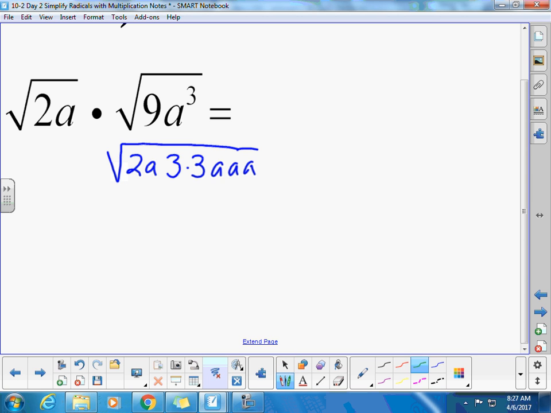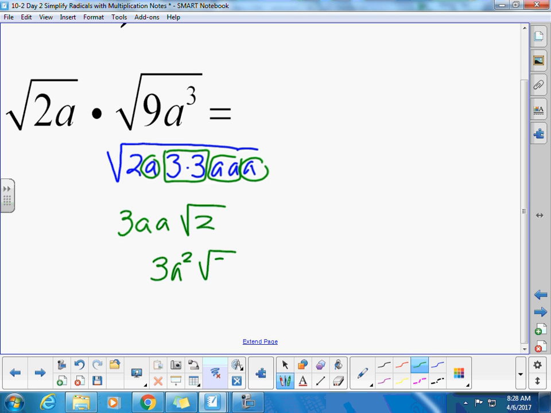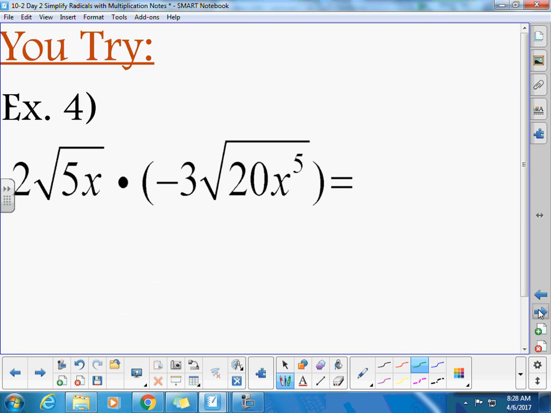Looking for pairs. There's 2 3s, 1 comes out. There's 2 a's, 1 comes out. Here's 2 more a's, it comes out. And what do I have left? Just the square root of 2 under. This would be 3a squared, square root of 2. So you can simplify under the radical before, or you can simplify under the radical after. It works the same either way. Sometimes it's more steps one way or the other. All right.